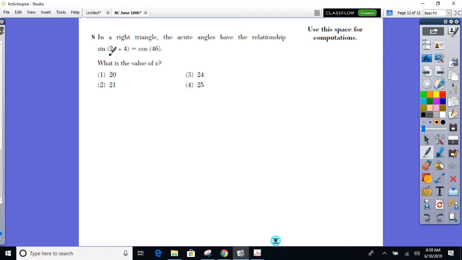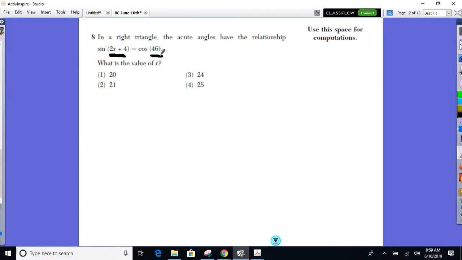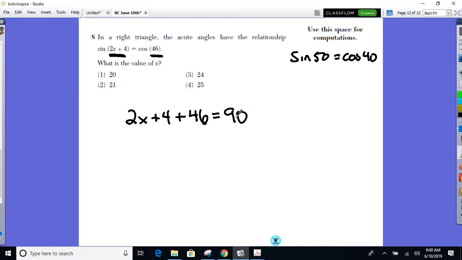Sine and cosine are only equal if their angles do what? Add to 90 degrees. You can go on your calculator right now, do the sine of 50, and it's going to be equal to the cosine of 40. So this will be plus 46 equals 90. Sine and cosine will only be equal if their angles add to 90. Two x plus 50 equals 90. 2x equals 40, x equals 20.